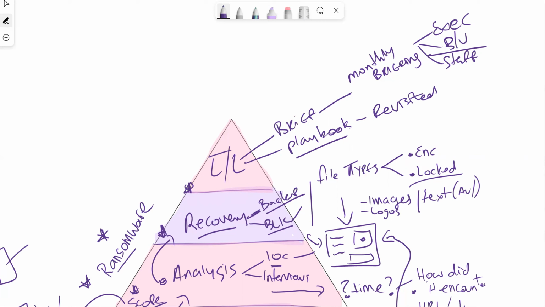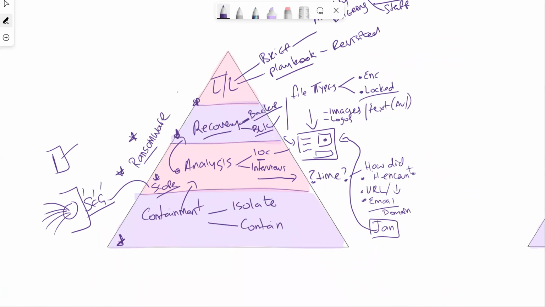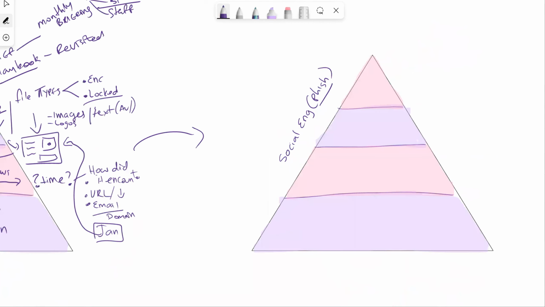Okay, so we kind of go through the lessons learned and define what all these parameters look like. So they're kind of the 4 phases when we talk about ransomware. Let's jump over to this next slide and let's take a look at social engineering.